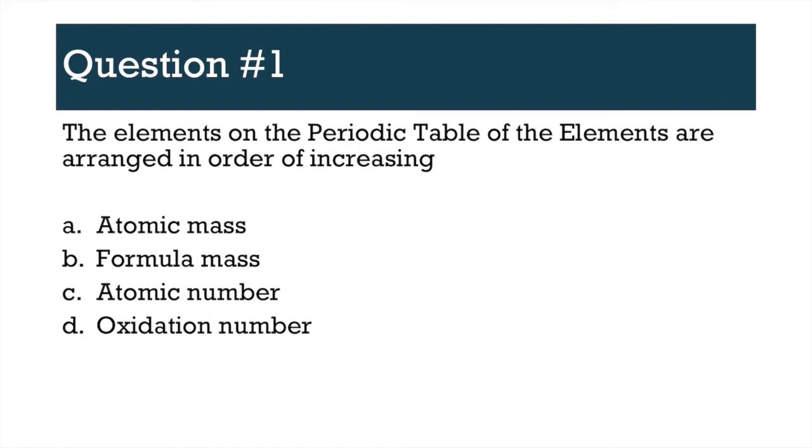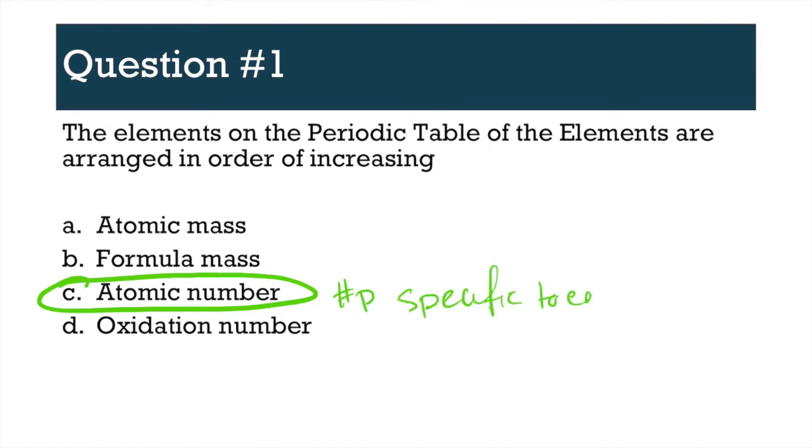Question number 1. The elements on the periodic table of the elements are arranged in order of increasing... It is atomic number. Remember, atomic number is the same as the number of protons, and it is specific to each element. One of the previous models of the periodic table was going by mass, and if you look carefully, most of the masses do increase, but isotopes exist, so mass is not the perfect way of doing this. Atomic number is what we do today.